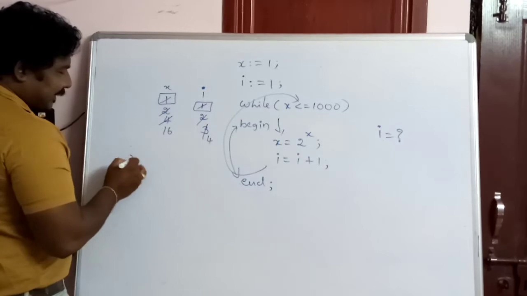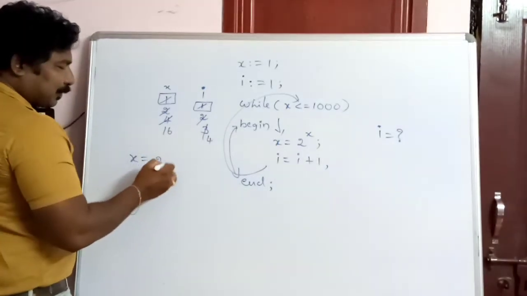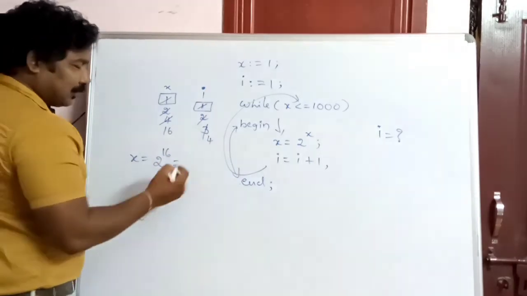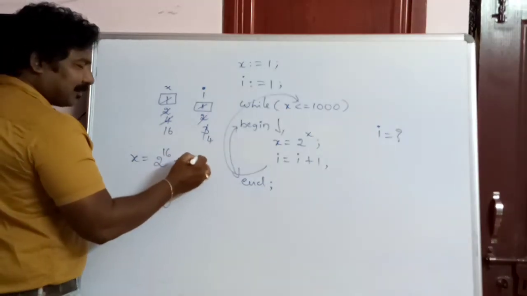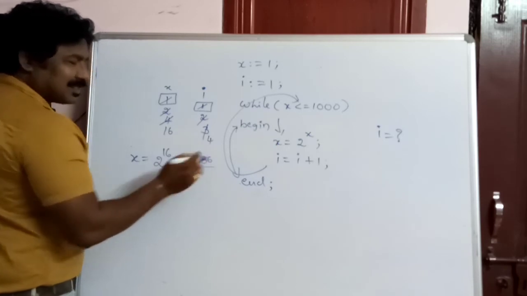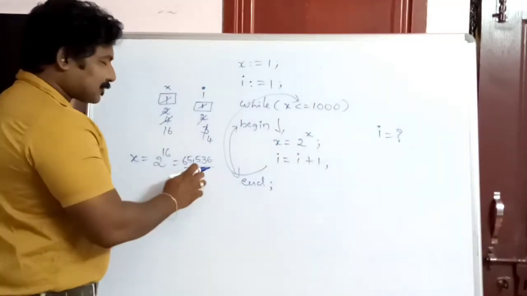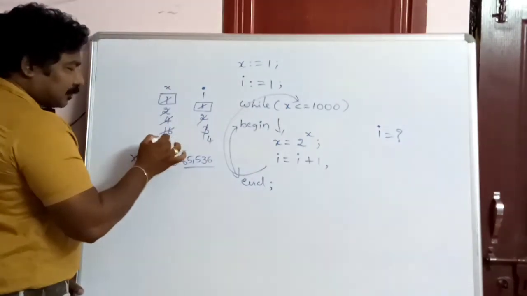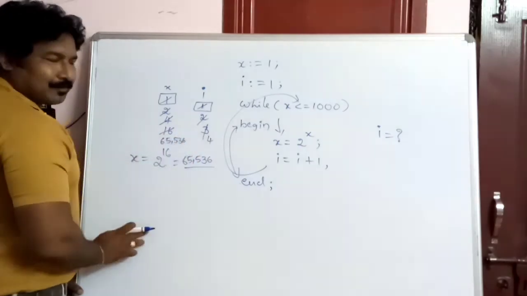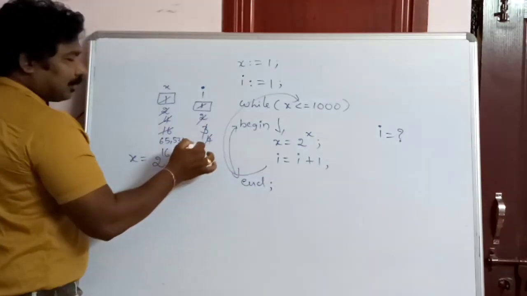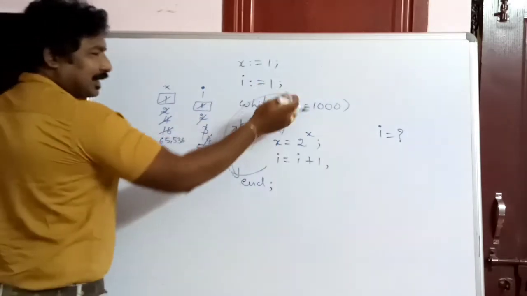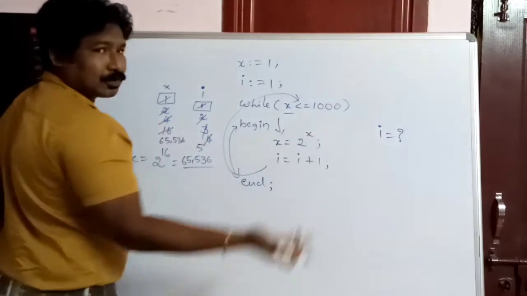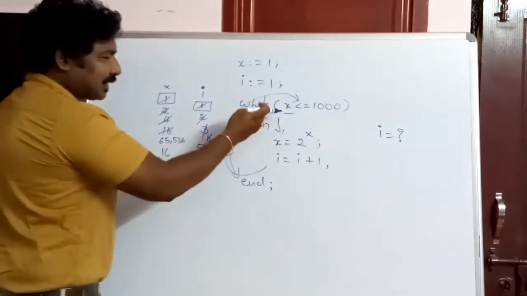Then again my X value will be 2 power X. Now my X value is 16. So what do you mean by 2 power 16? What is the value? That is 65,536. So this is the value, friends. X value 16 will become 65,536. And the I value gets incremented, 4 will become 5 now. And again I'll come back here for the comparison. 65,536 less than or equal to 1000 is false. So I'll just come out of it.